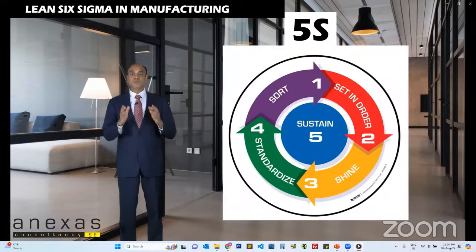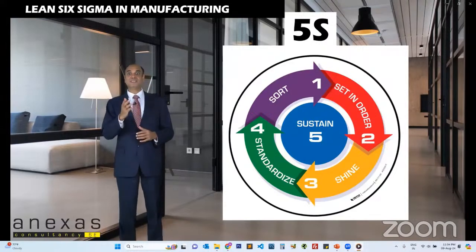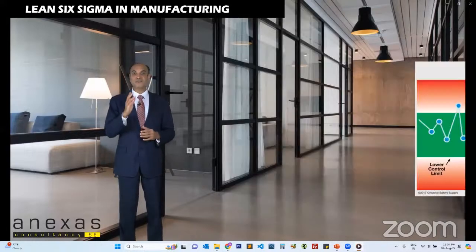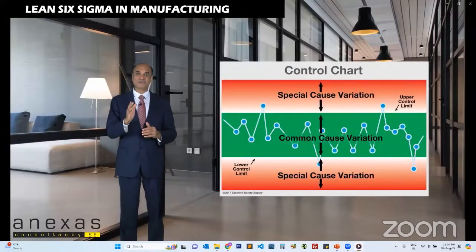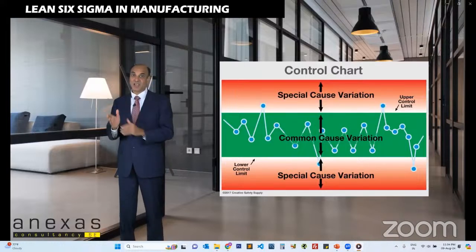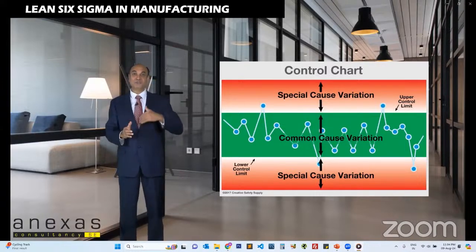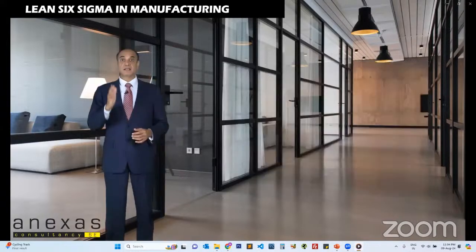5S. A well-organized workplace becomes important if you want to eliminate waste and reduce the errors. 5S is the way to do that. Control charts. By understanding the control charts, you can understand the difference between the common causes and special causes. For special causes, you take immediate action, and for common causes, you take long-term actions.